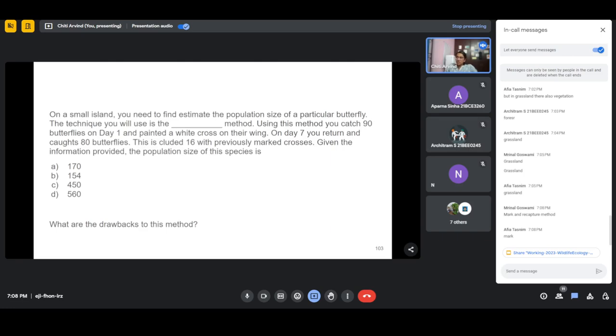Given the information provided, the population size of the species is... 2 people say this is the mark and recapture method. That is absolutely correct. So can you please calculate what is the population size of this species?